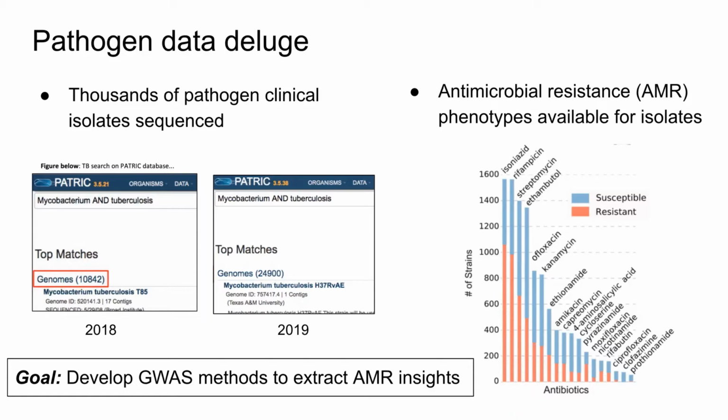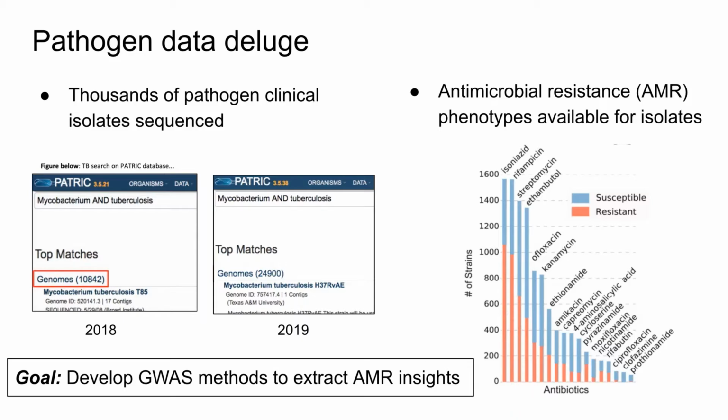Specifically, there are thousands of pathogen clinical isolates sequenced. And so the figure below shows a search on the Patrick database for Mycobacterium tuberculosis in 2018 and 2019. And so there are tens of thousands sequences available. These strain sequences also have corresponding AMR phenotypes available.